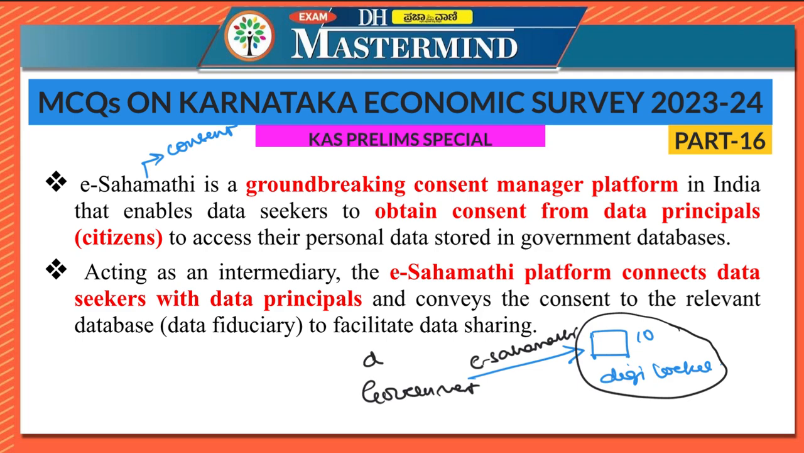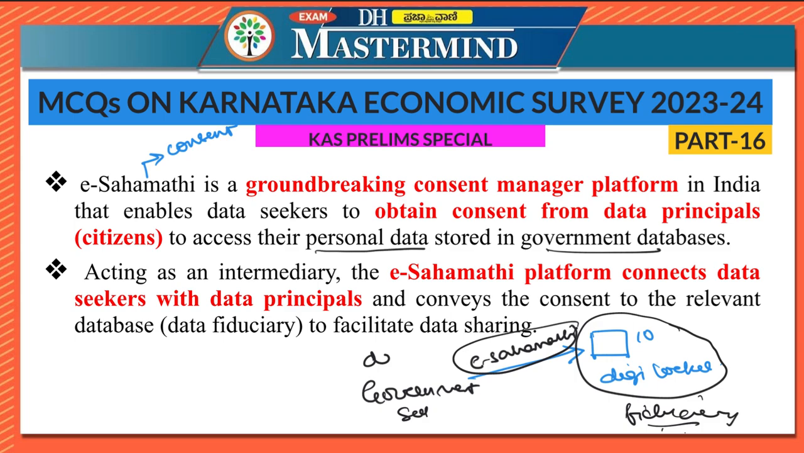So the data seeker, with the help of e-Sahamati, gets the permission from the owner of the digital document to access the personal data stored in government databases. For example, here it is DigiLocker. It acts as an intermediary. See, e-Sahamati is between data seeker and data fiduciary. What is a fiduciary? A fiduciary is nothing but the entity which is having the data of the data principal. Who is the data principal? Data principal is nothing but the person to whom the data belongs. So, acting as an intermediary, the e-Sahamati platform connects data seekers with data principals and conveys the consent to the relevant database to facilitate data sharing.